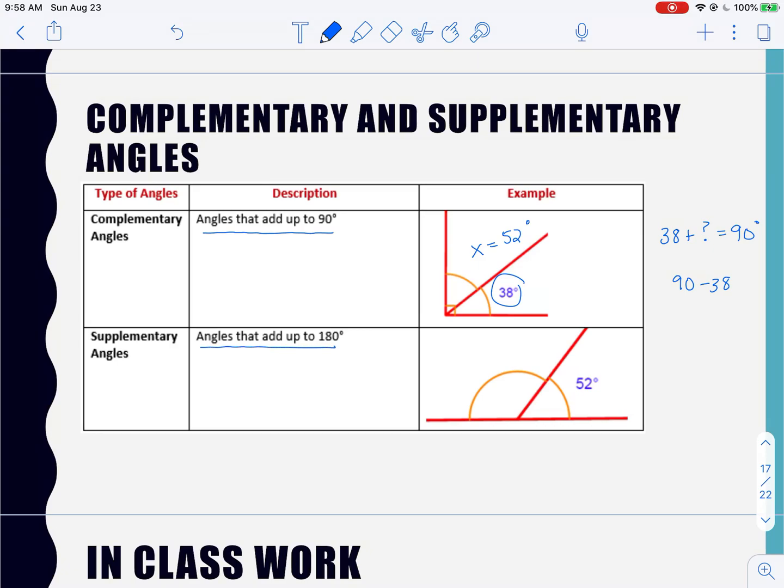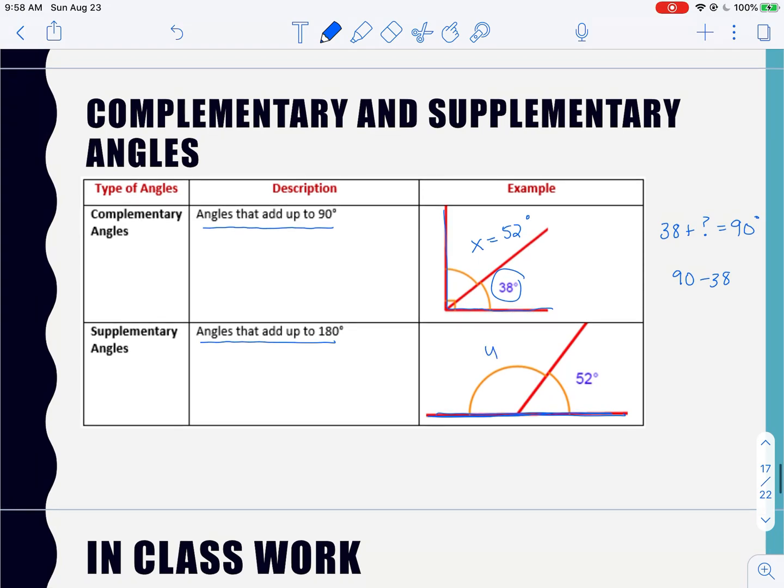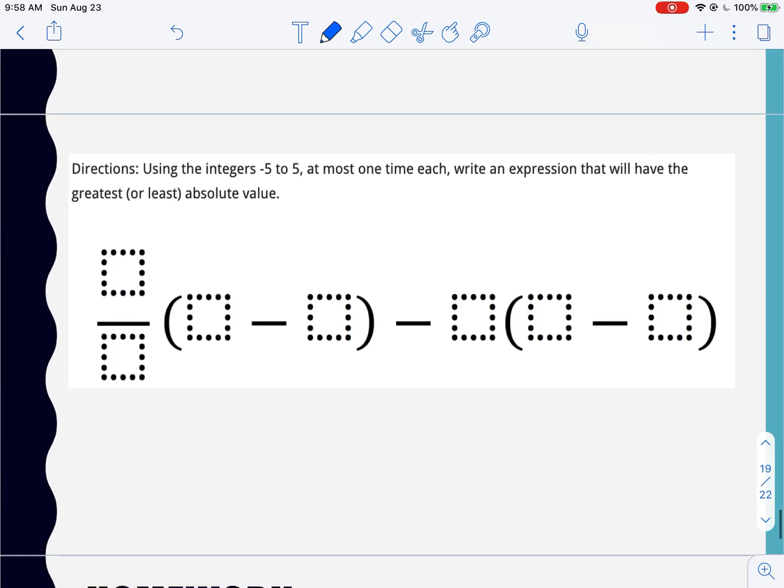Supplementary angles are two angles that add up to 180 degrees, or they also form a straight line. And complementary angles form that 90-degree angle like the corner of a box. So if one angle is 52 and I want to find the other one, then y plus 52 is going to be 180. So to figure out what that missing angle is, I can take 180 minus 52, which would give me 148. Nope, 128. So 128 degrees would be my missing angle in that example.